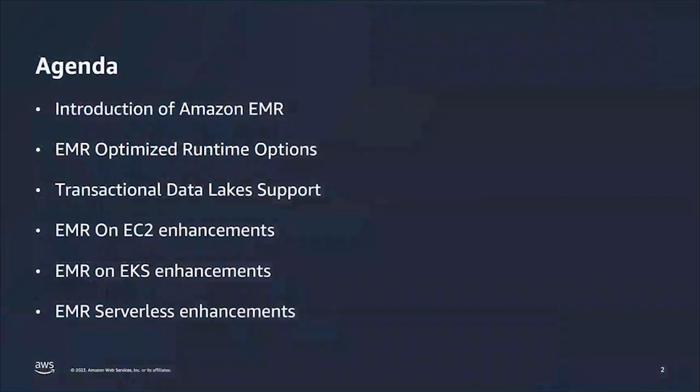First in the agenda, we'll be talking about a brief introduction to Amazon EMR, what is EMR, and then we'll touch base a little bit on EMR optimized runtime options, how you can save money when running EMR clusters. Next, we'll be covering a new feature, which is support for transactional data lakes. After that, we'll cover three new enhancements for different options of EMR: EMR on EC2 enhancements, EMR on Elastic Kubernetes Service enhancements, and the last one will cover EMR Serverless. So let's start.